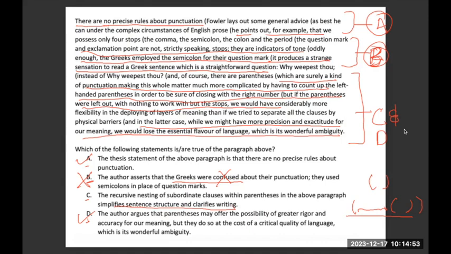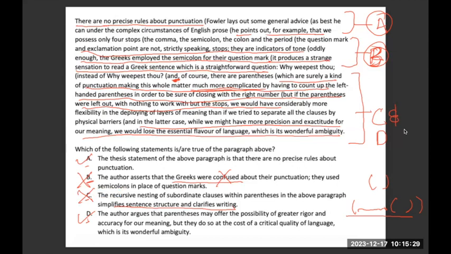And of course, there are parentheses. I'm reading it from this point. And of course, there are parentheses, which are surely a kind of punctuation, making this whole matter much more complicated. It's written here very clearly, much more complicated, by having to count up the left-handed parentheses in order to be sure of the closing of the right-handed. So he finds this utterly confusing because you have to count the left, which is the open parenthesis, and where it closes. So it does not simplify it. In fact, it makes it more confusing and complicated. So C is wrong.